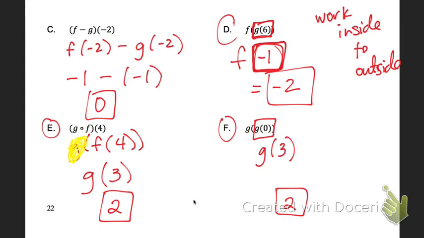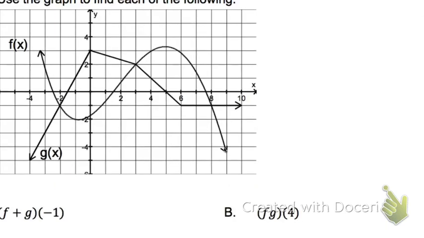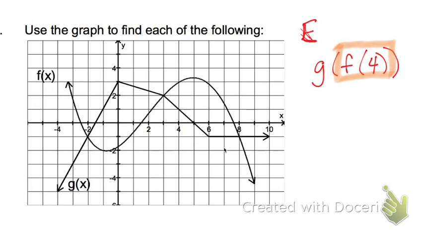Now, if you understand this, then you can turn your brain off and don't worry about it. If you don't, I want you to dial in for the next minute and a half. So, I'm going to go back to my graph. Let's do E again. So E was G of F of 4. Okay, so my first step, I'm going to work inside to outside. So cover up the G. I'm going to mark through it right now. I'm just doing the inside.